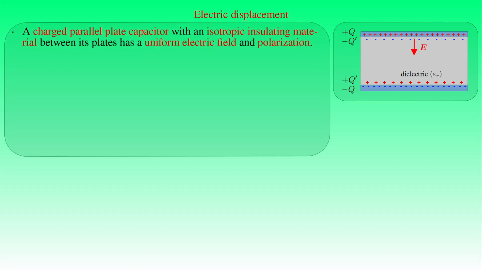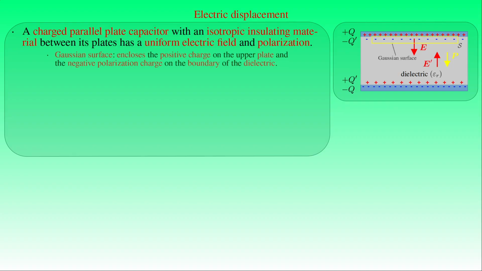the plates of a charged parallel plate capacitor is filled with an isotropic insulating material that has the relative dielectric constant epsilon r. We already saw that the capacitor with the electric charges plus Q and minus Q on its plates has a uniform electric field E between the plates, and the polarization charges plus Q' and minus Q' induced on the boundary surfaces of the dielectric adjacent to the plates produce a uniform electric field E prime pointing in the opposite direction. We also established that the uniform vector field P describes the polarization of the isotropic dielectric, pointing from the negative polarization charges to the positive ones.